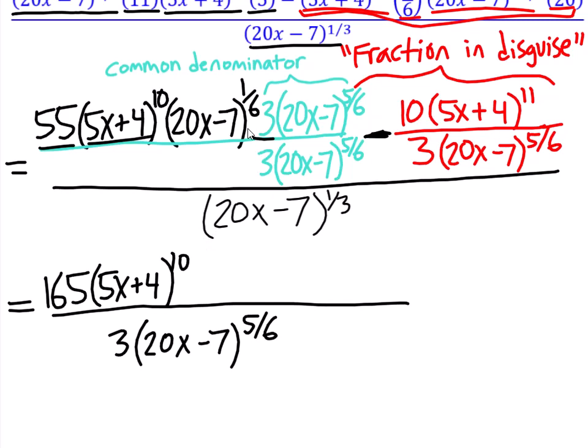And something nice happens here, you may have noticed with the exponents. (20x minus 7) to the 1/6 times (20x minus 7) to the 5/6. When you add those exponents, 1/6 plus 5/6 just gives us 6/6, or 1. So (20x minus 7) to the 1 power is what that becomes. Now I'll subtract this numerator, again, all over that same denominator of 3 times (20x minus 7) to the 5/6.